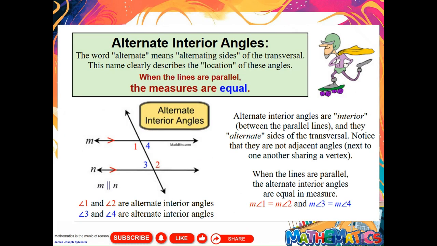We have here the alternate interior angles. When we say interior angles, they are inside the parallel lines. We have angle 1 and angle 2 as alternate interior angles. Angle 4 and angle 3 are also interior angles that are alternate. So notice that they are not adjacent angles. When the lines are parallel, the alternate interior angles are equal in measure.